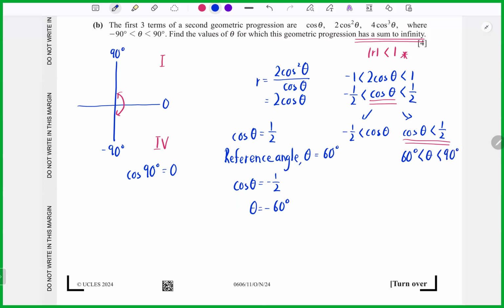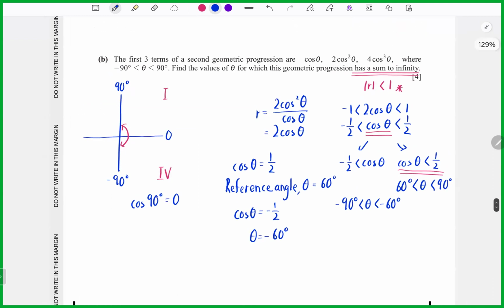And then for this part, because the cos is more than negative 1 over 2, right? So you take negative 19 degrees until negative 16 degrees. So you have two answers here. Okay, never mind. I try to repeat again.